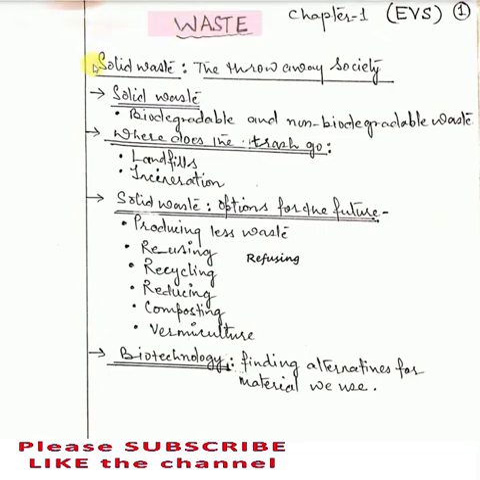Today we'll start with the waste. Solid waste, that is the throwaway society. It is a human society where we live, and this society is full of excessive consumption and waste of food and other products. In simple words, we can say use and throw habit.